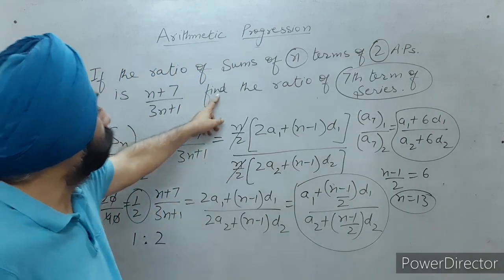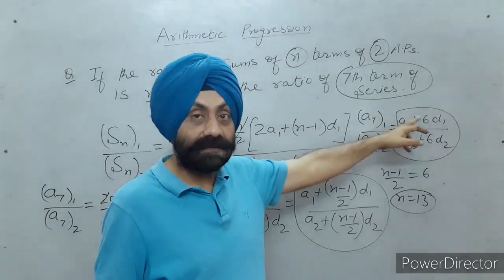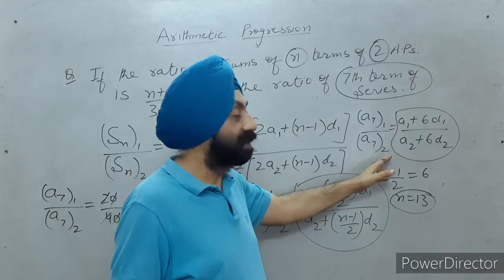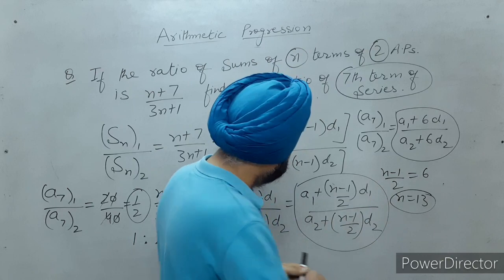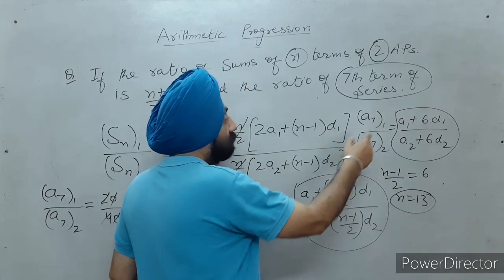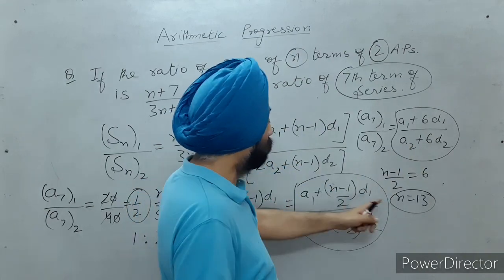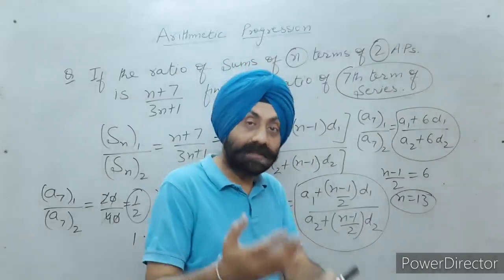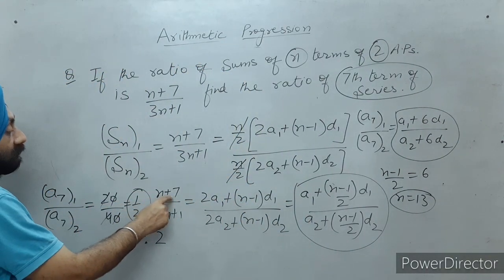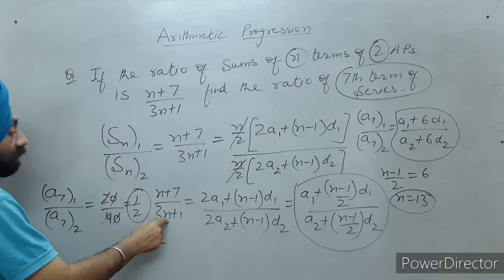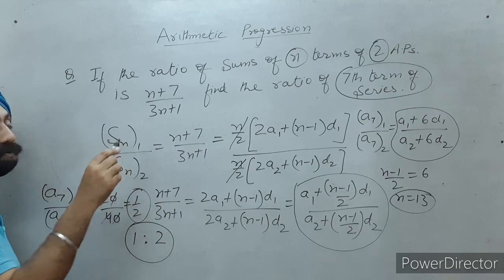Now, I need the ratio of the seventh term of the APs. The seventh term of the first AP is written like this. The seventh term of the second AP is written like this. Okay? Now, on comparing these two, n minus 1 by 2 is equal to 6. From here I get n equals 13. Now just substitute the value of n equals 13 over here. That is 13 plus 7 is 20. 39 plus 1 is 40. 1 by 2. So the ratio is 1:2.